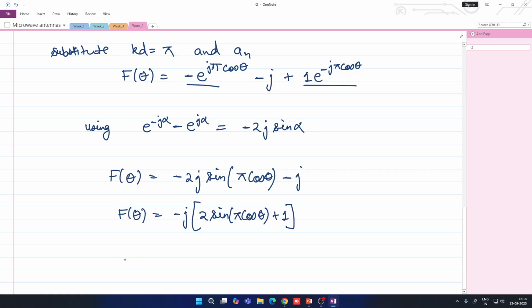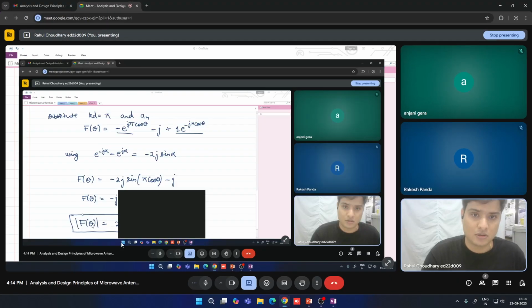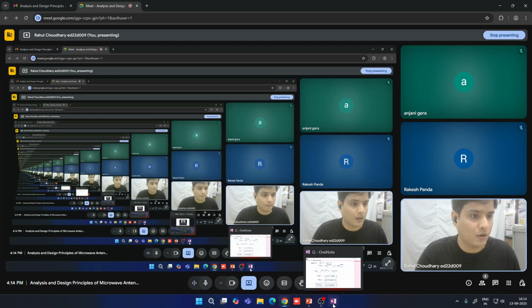F theta, and if I want to write the magnitude part of the array factor, it is equal to 2 sin pi cos theta plus 1. So this is our required answer for part A of question number 1. I hope this is clear.